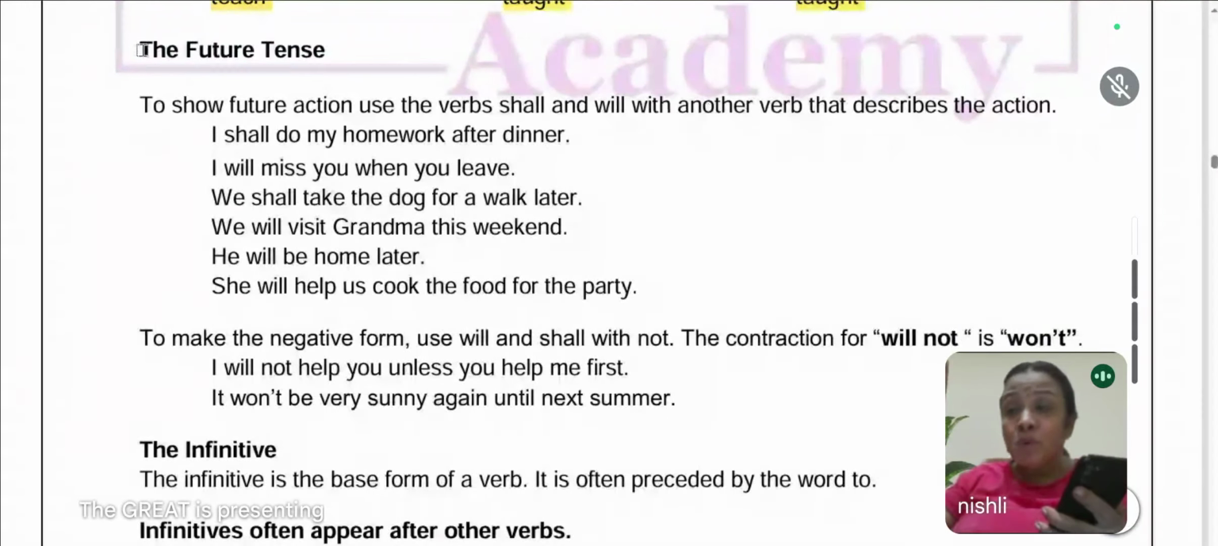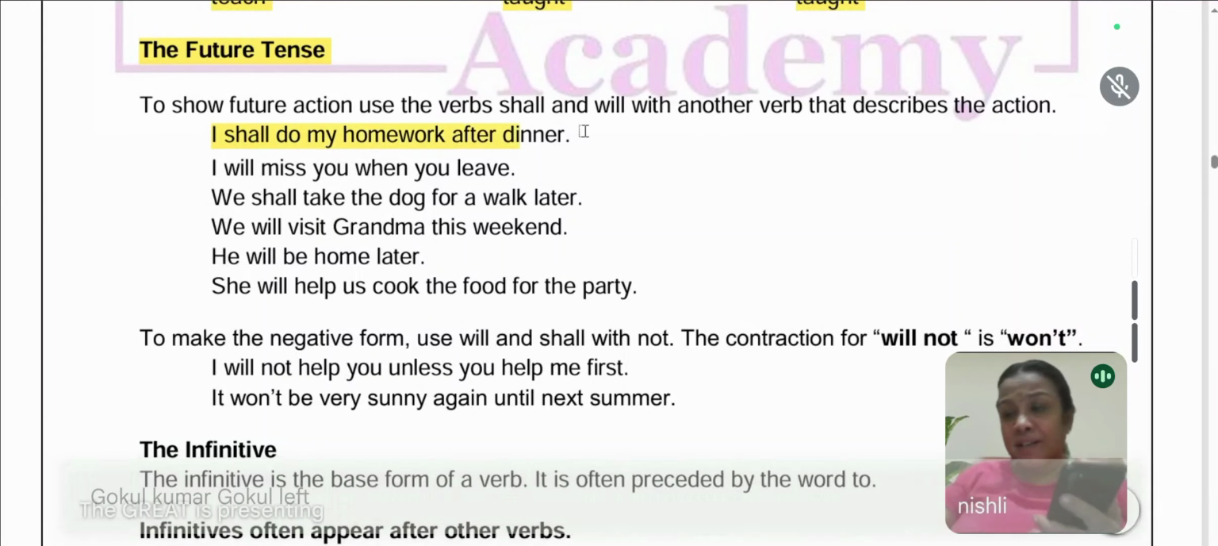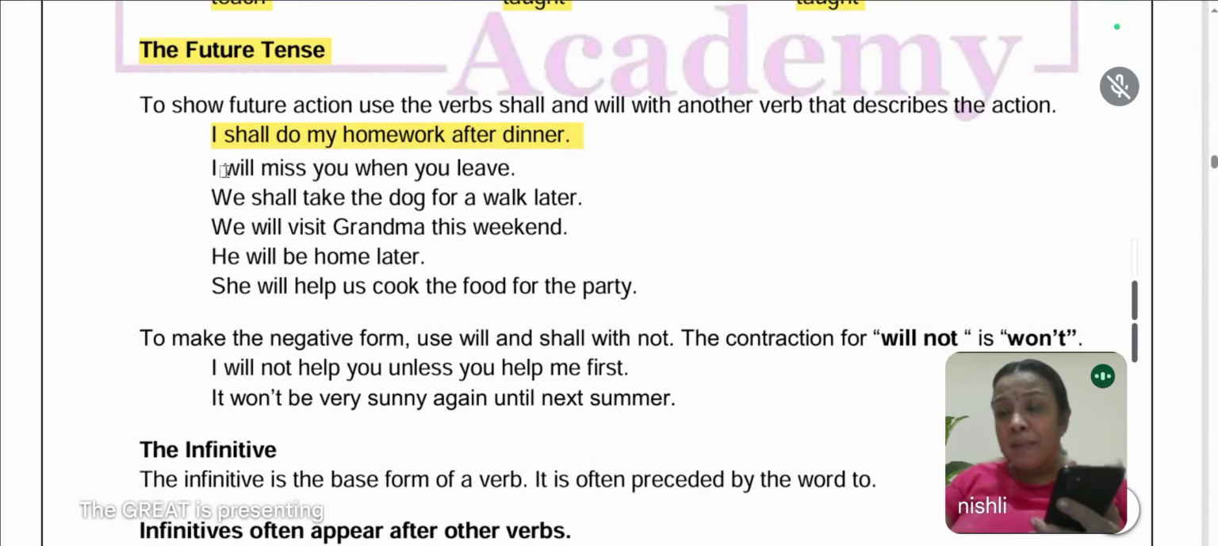So next one is future. As all of you know, students, future is something which is likely to happen. To talk about a future action, use the verbs shall and will with another verb that describes the action. I shall do my homework after dinner. You're promising somebody that you will complete your homework after dinner, but you have not completed or touched the homework yet.